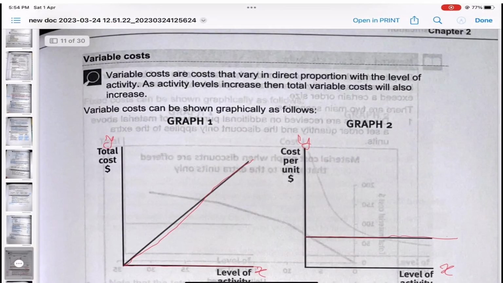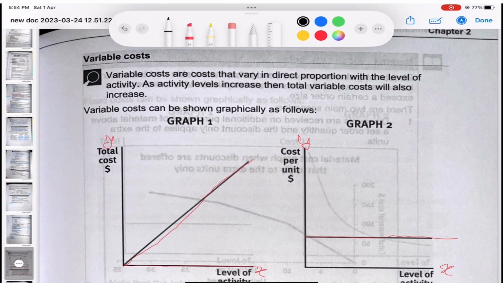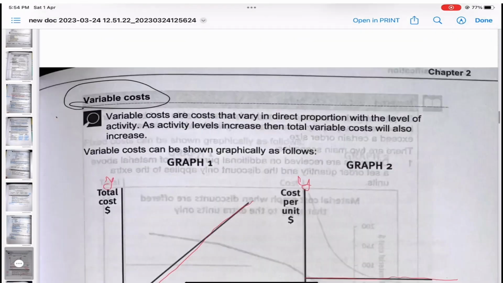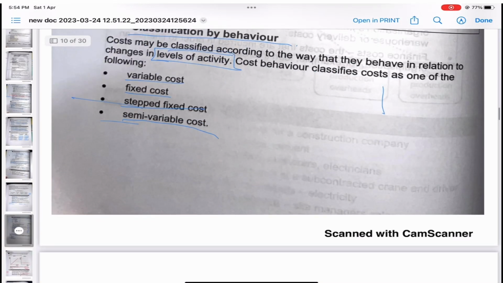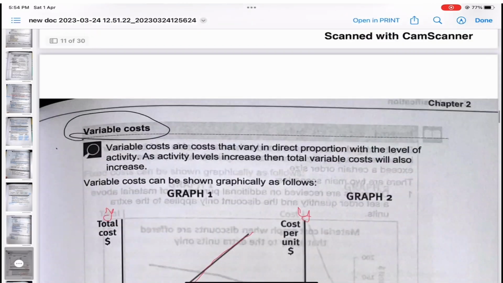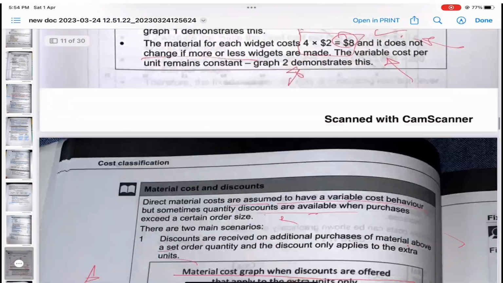Alright, and then we saw the graphs. We saw what variable costs were when we read it in detail. And then moving on, we also saw the fixed cost, the stepped fixed cost, and the semi-variable cost, and we saw how it behaves with the changes in the level of activity or the level of output.